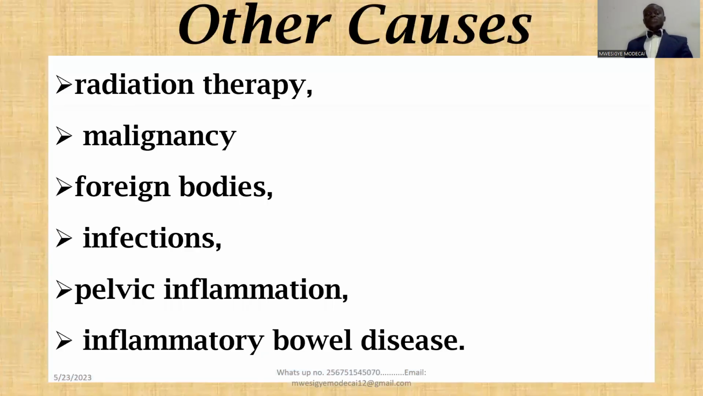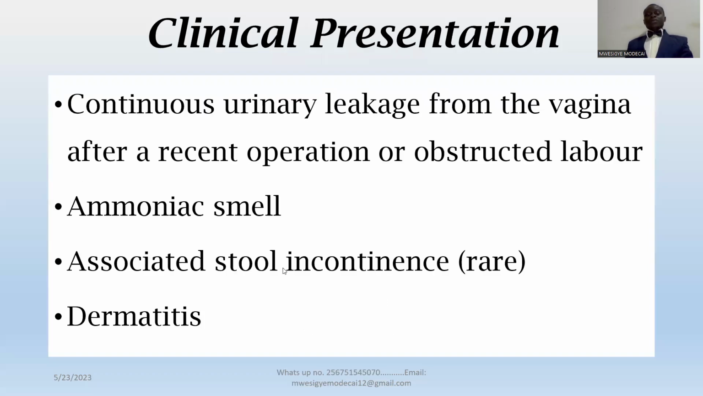We look at radiation therapy. These denature cells and they die off and a fistula will form. Malignancy, because of swelling, it causes ischemia as it compresses the organs. Then a foreign body, we talk of infection, talk of pelvic inflammation, then also Crohn's disease, which is the inflammatory bowel disease. Those are the causes of a fistula. So, as we say, the vesicovaginal fistula is the commonest. So these clinical presentations are linked to vesicovaginal fistula.